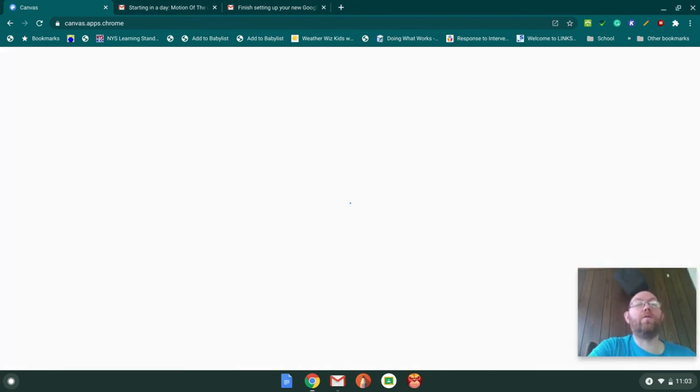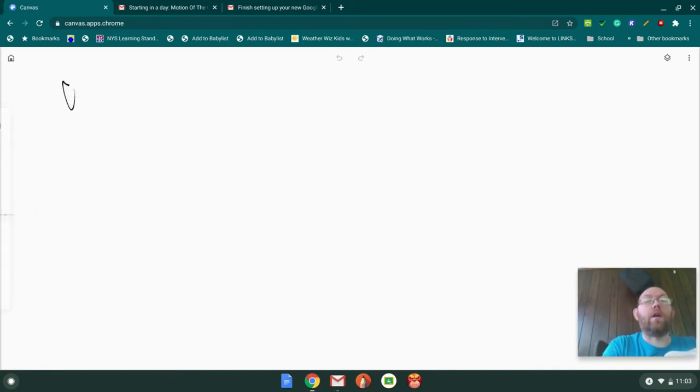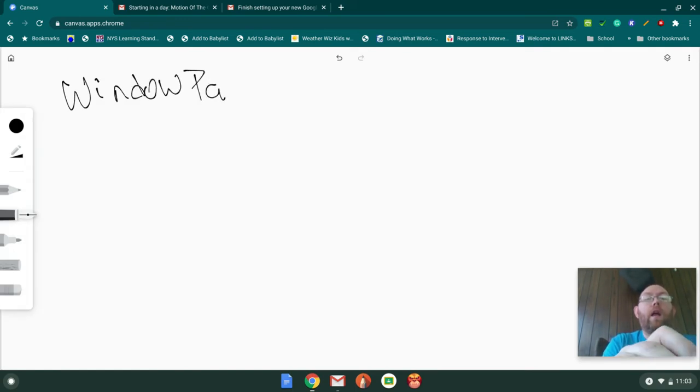Just going to show you real quick a couple methods of multiplication. So we're going to do today what I call the window pane. And I know there's probably another term for this, but this is what I call window pane.